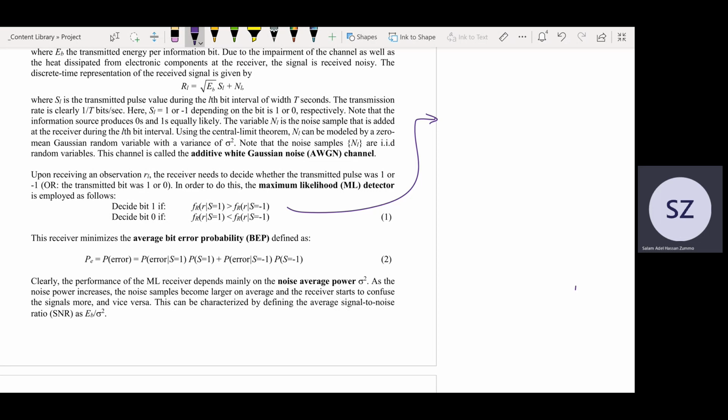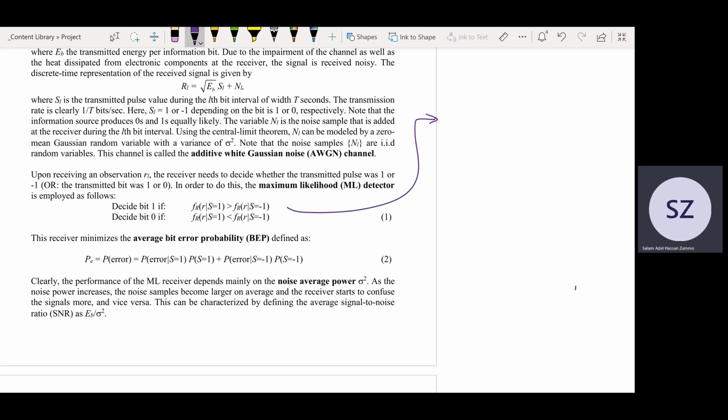Yeah, it's Gaussian. In order to specify a Gaussian, we need two things: mean and variance. What is the mean given S1? Given S equal 1, R is square root of EB plus noise. The noise is zero mean with variance sigma square, and because it's zero mean, I added a constant. So R becomes the same Gaussian, however the mean is square root of EB, okay? And the variance is the same variance. Adding a constant doesn't change the variance.